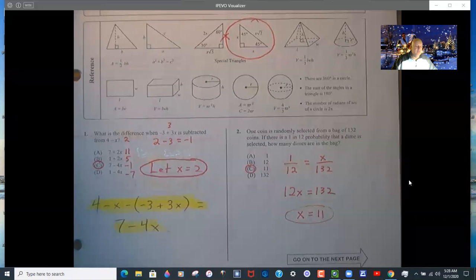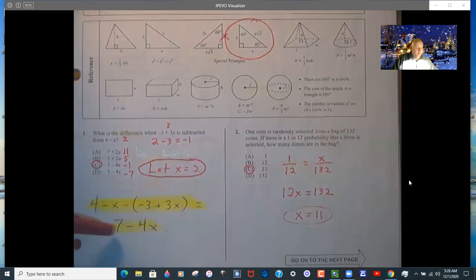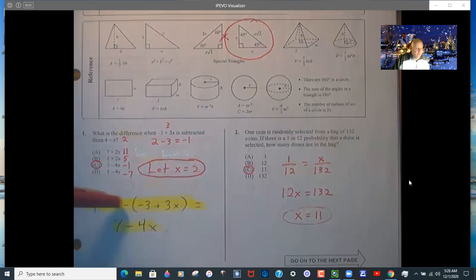These are the first 10 problems of the number 1 practice test that's in the 4th lesson for test prep. In problem 1, you are subtracting -3 plus 3x from 4 minus x. You can do the algebra. That's probably the easiest thing to do. 4 minus -3 is 7, and -x minus 3x is -4x.